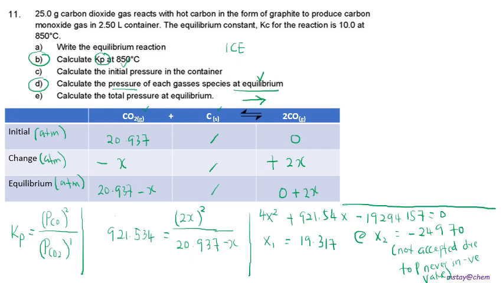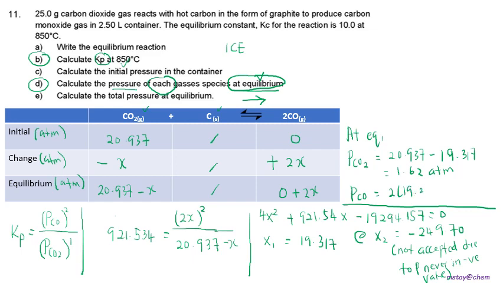Now we haven't solved the question yet, because we need to look for the value for each gas. We have two gases here, so we need to find the partial pressure of each at equilibrium. The partial pressure of carbon dioxide is 20.937 minus 19.317, which is equal to 1.62 atm. The partial pressure of carbon monoxide is equal to 2x, so 2 multiplied by 19.317, which gives 38.634 atm.